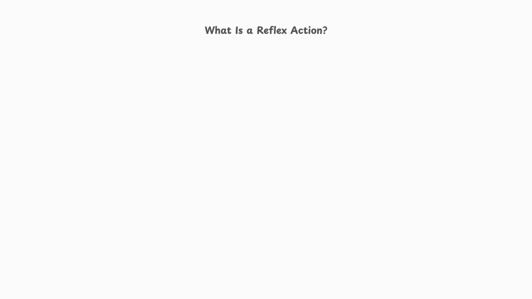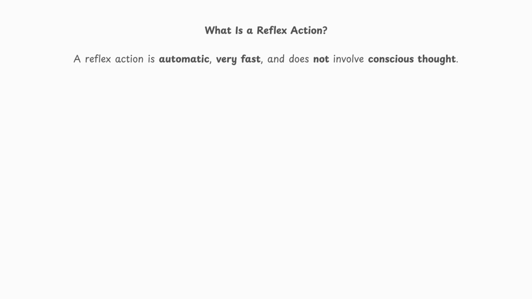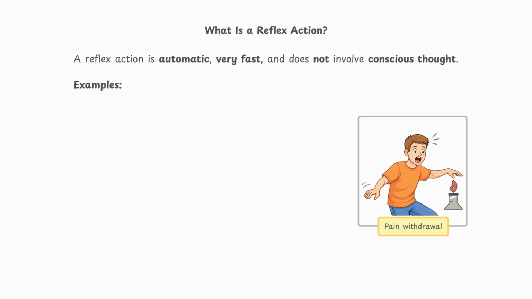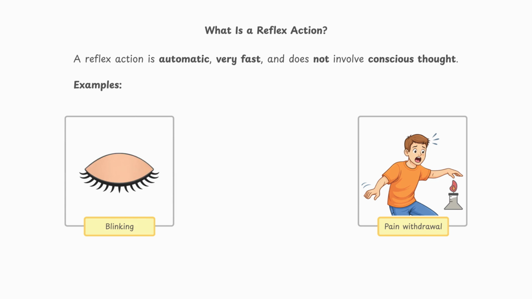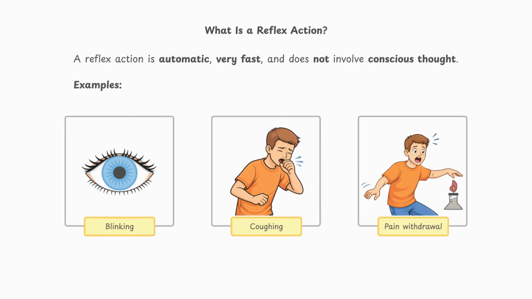Think about what happens when you touch something hot, or when bright light suddenly shines into your eyes. Your body reacts instantly to protect you from harm. These rapid protective responses are called reflex actions. A reflex is an automatic reaction that happens without conscious thought. The brain is not involved in making the immediate decision at that moment, allowing the body to respond much faster. Examples include pulling your hand away from something hot or painful, blinking to protect your eyes, or coughing to clear your airway.